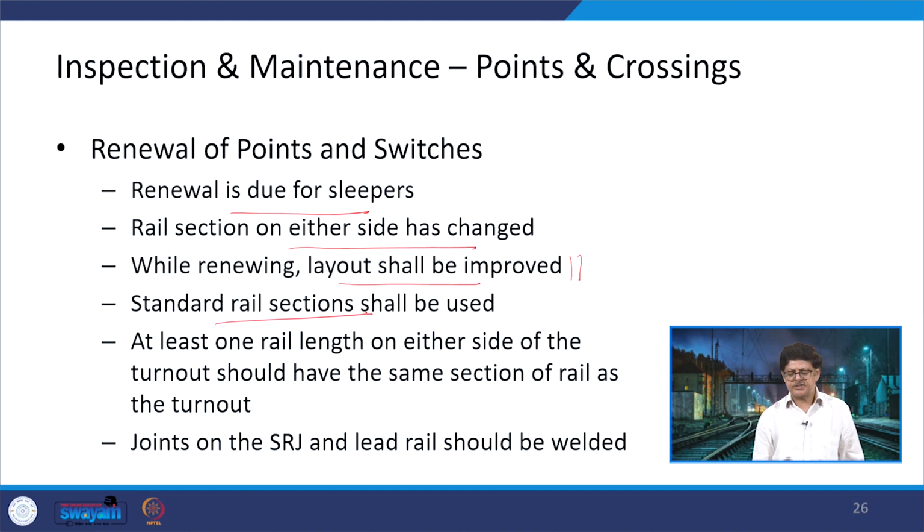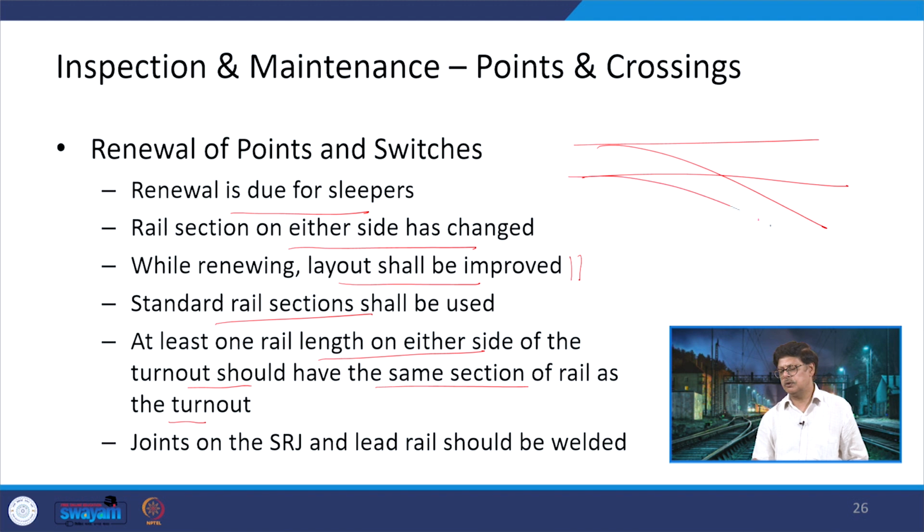The standard rail sections only should be used. At least one rail length on either side of the turnout should have the same section of rail as the turnout. So, if in case you are going on a turnout and some other rail section is going to be used for a certain distance beyond, the same rail section should be there. Only after that should there be a change in the rail sections, and whenever there is a change of rail section, we did talk about a combined fish plate to be used to connect those rail sections.